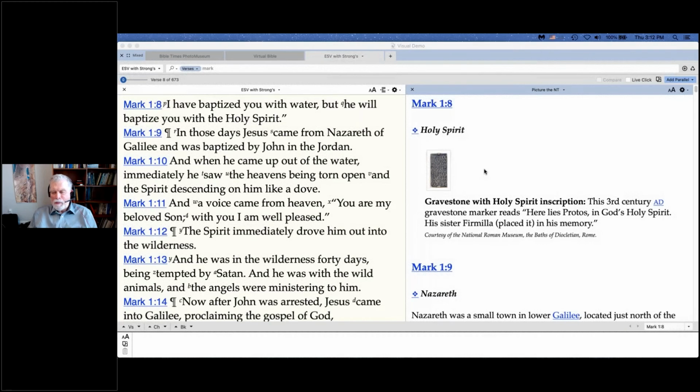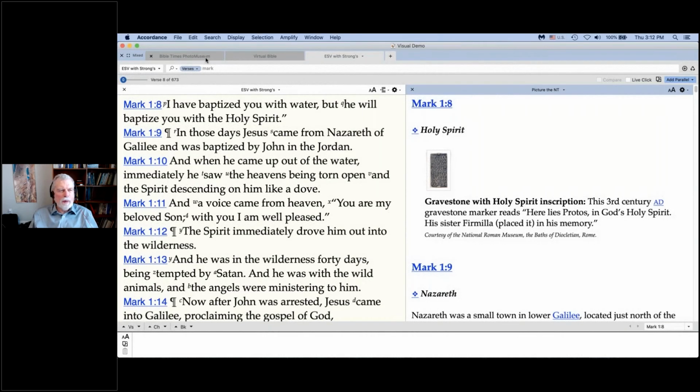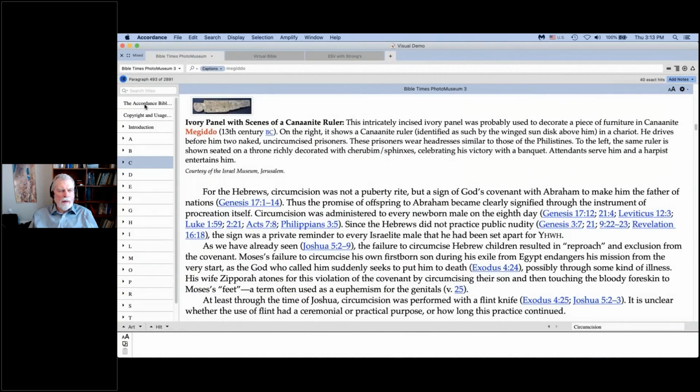Thanks, Roy. Another question. Are there any visual resources in Accordance that cover animals, either real or mythological? We actually have an article on animals in the Photo Museum. There's a whole article, and since you mentioned it, let's find it and I'll just show you. We also have other resources, but we don't have any that focus just on animals. But here, let's just go ahead.